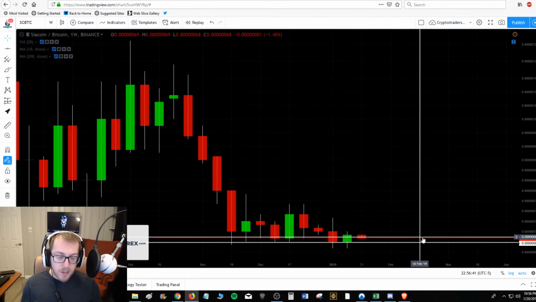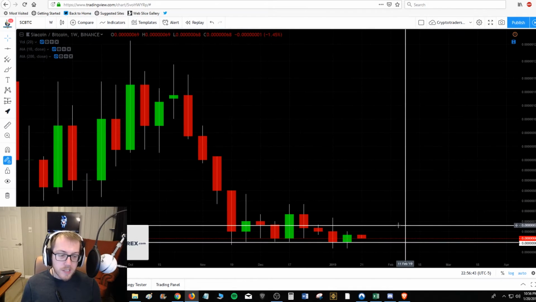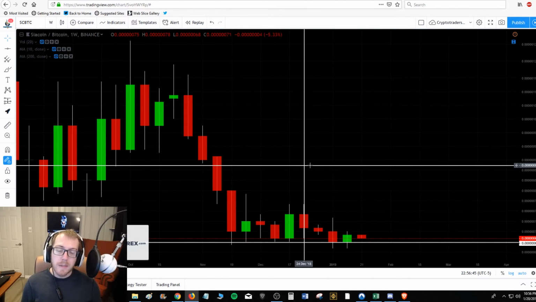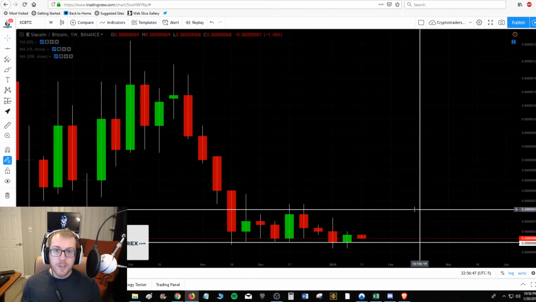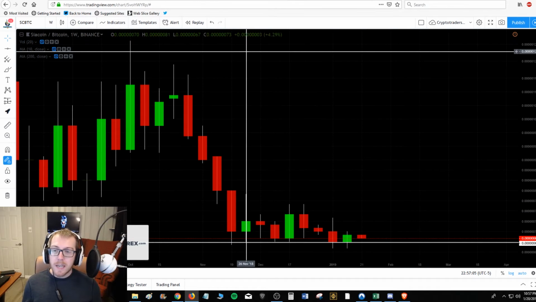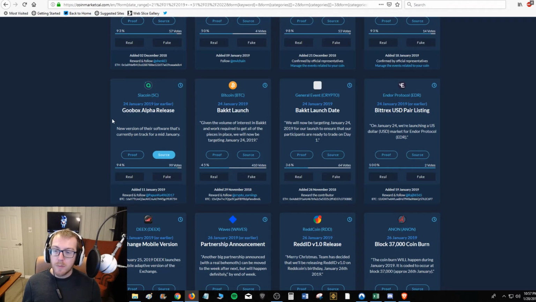Looking at this chart, it does look pretty low risk because it's only 1 Satoshi away from that line. So if it drops 2 or 3 Satoshis in price and closes below that line, then I'll look to exit the position, take my small loss and move on. But since this area has acted as support, we could see it hold this line as support and then start to move up from there as we get closer to the Goo Box alpha release.